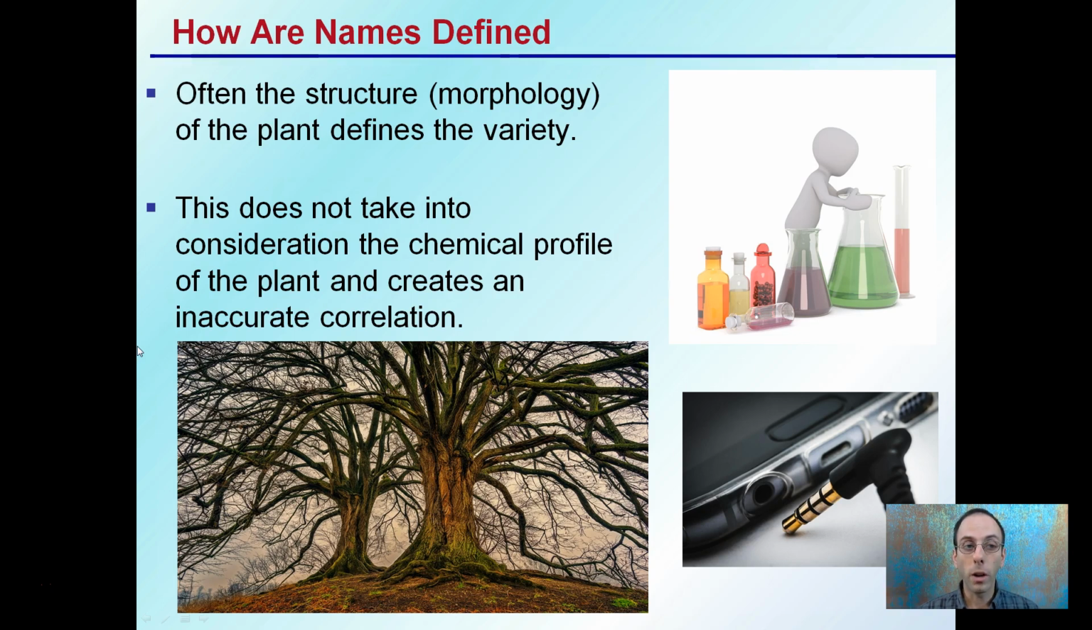So how are names defined? Well, often the structure or morphology of the plant defines the variety. This does not take into consideration the chemical profile of the plant. It creates an inaccurate correlation. So we're basing it on morphology, and as you see here with the plug, if it fits, it's got to be this variety. If it looks like this, it's got to be this, and that's sadly not the case here.